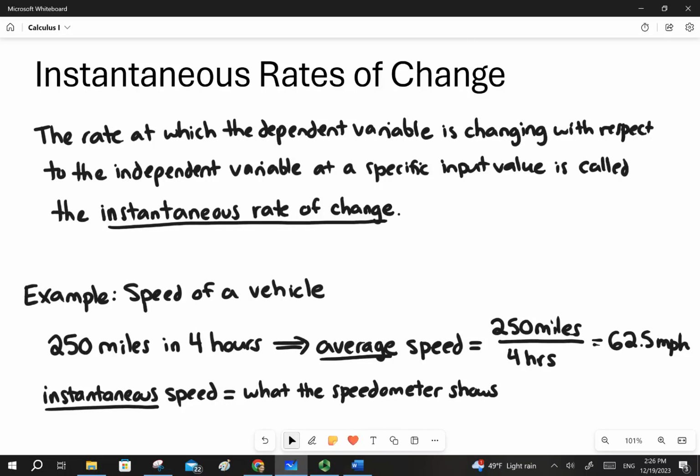Fun fact though, we can guarantee that they were traveling at exactly 62.5 miles per hour at least once during the trip. We'll learn about this later when we talk about the mean value theorem for derivatives. For now, we will approximate instantaneous rates of change using average rates of change over shorter and shorter intervals, leading to the idea of a limit.